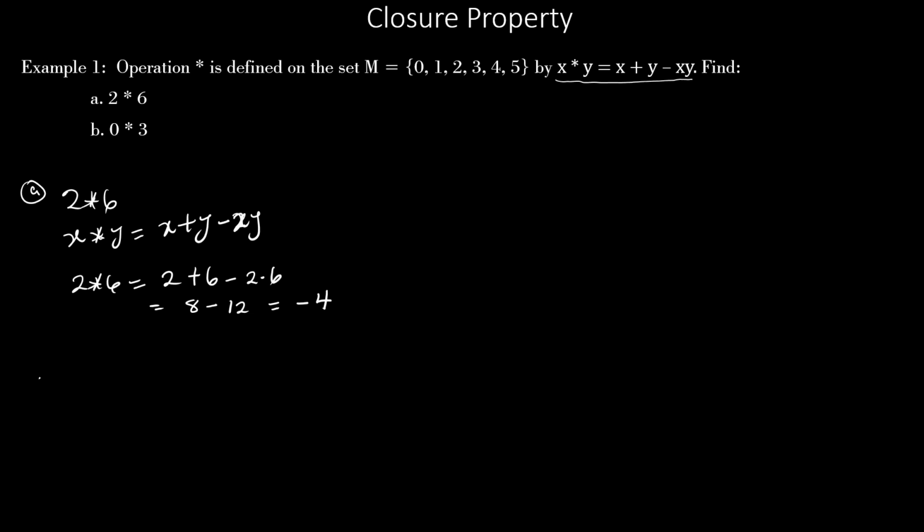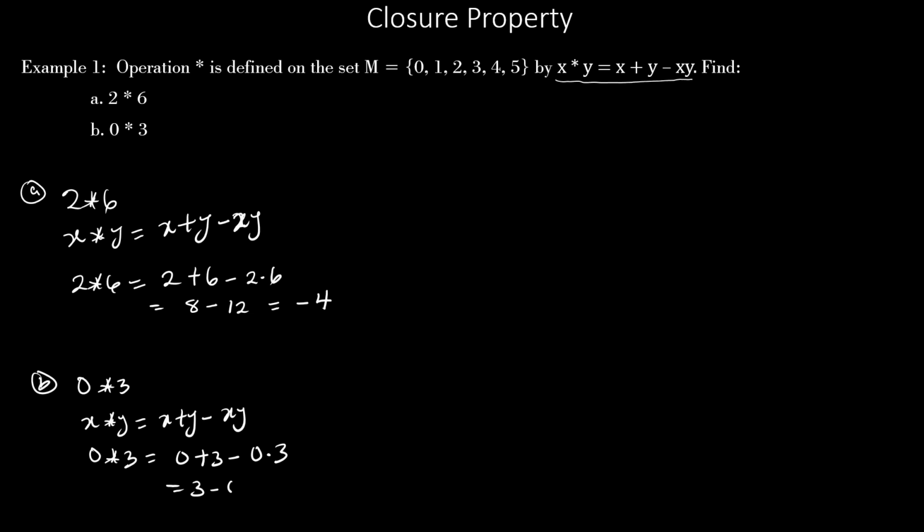So the second part, which is B, 0 asterisk 3. Still following the same definition, x asterisk y is equal to x plus y minus xy. So we now have 0 asterisk 3, which is equal to 0 plus 3 minus 0 multiplied by 3. And then we have 3 minus 0, which is equal to 3.